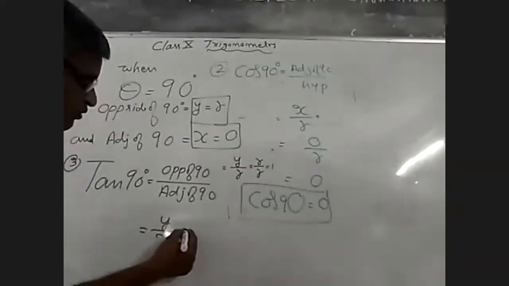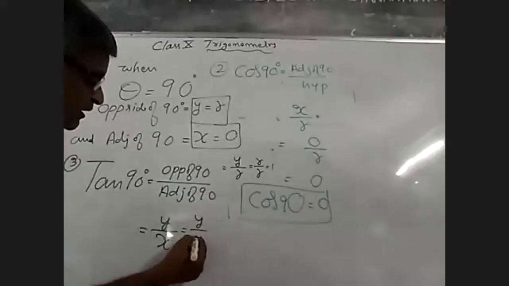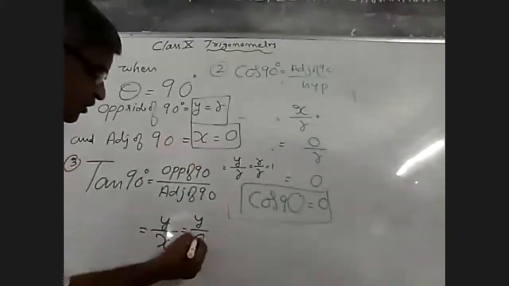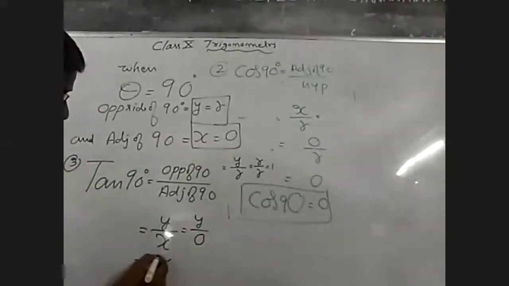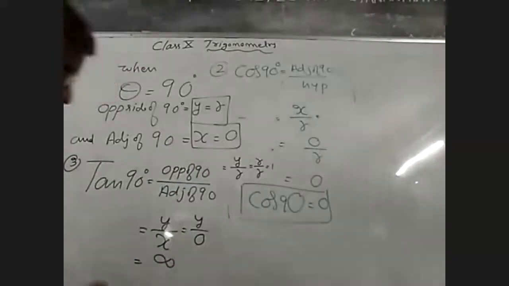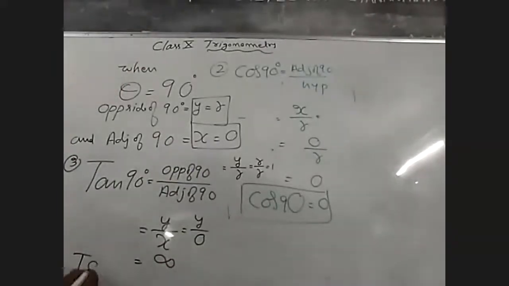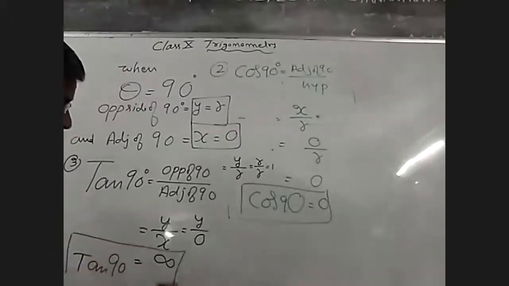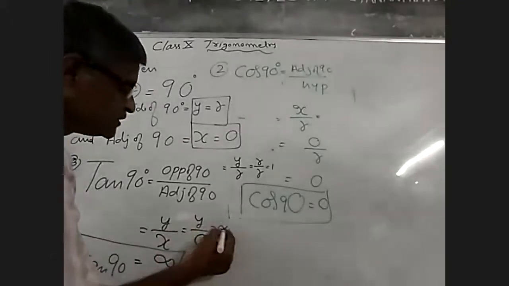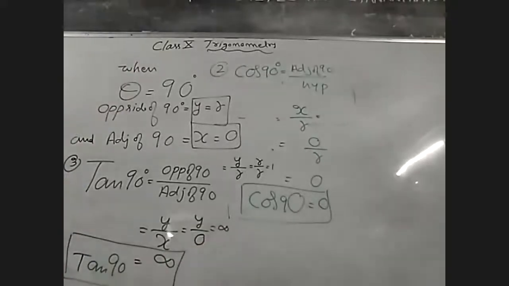You know the value of the adjacent side. It is 0. Division by 0 is infinity. Therefore, tan 90 is equal to infinity. So write down this: tan 90 is equal to infinity. Next, by using reciprocals, you have to find the other trigonometric ratios.